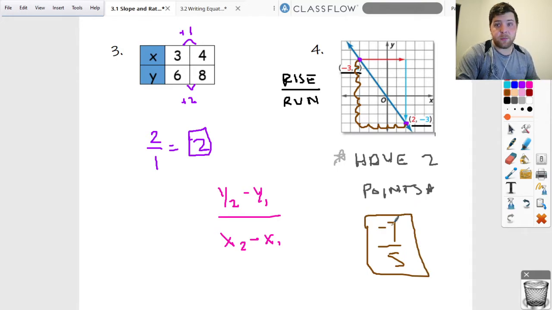I don't need to simplify that because I can't simplify it. If I could simplify it, I would. Like if it was 4 over 2, you would simplify it down to be just 2. Or if it was 8 over 6, you could simplify that to be 4 over 3.